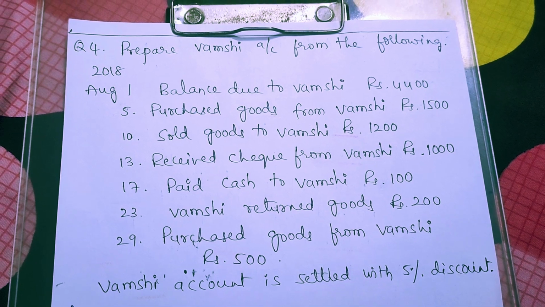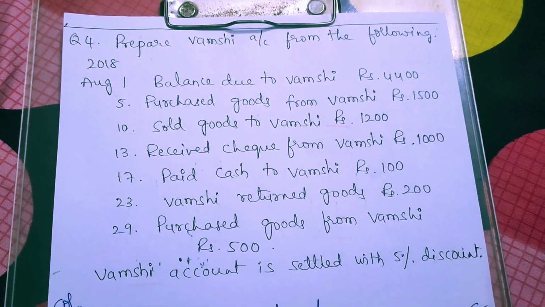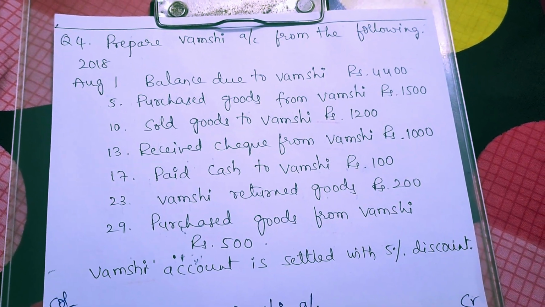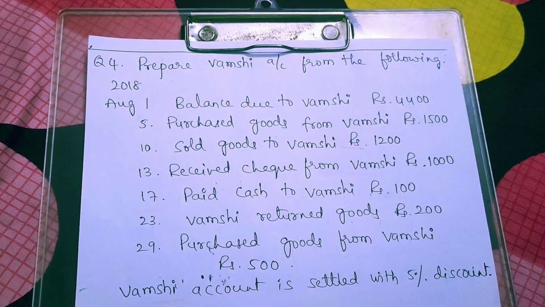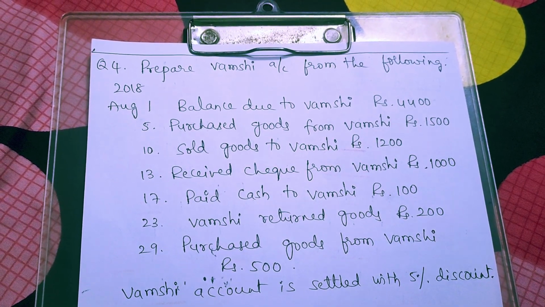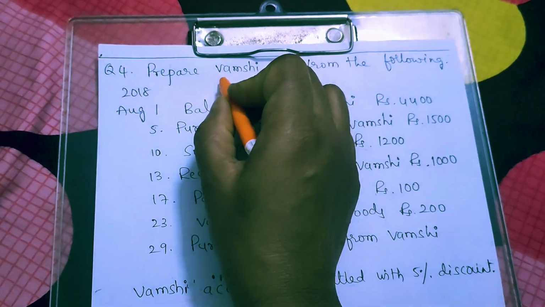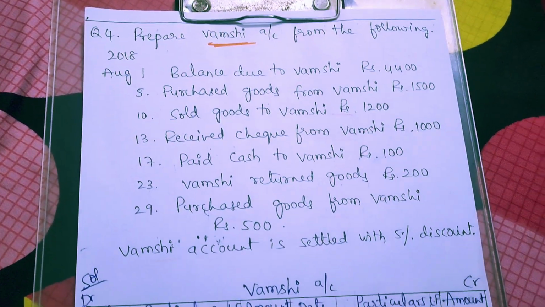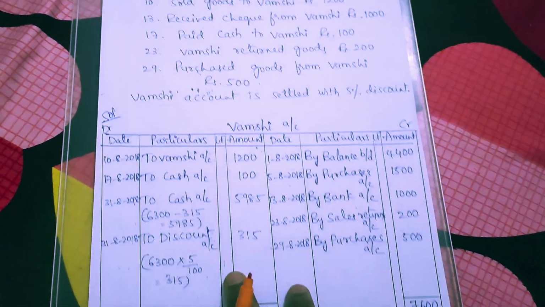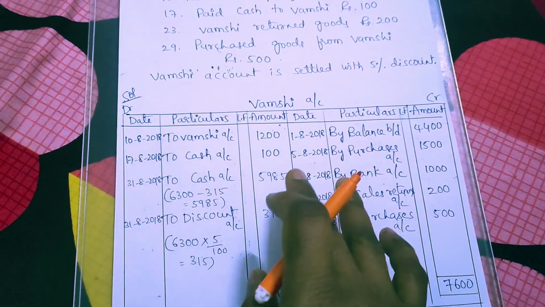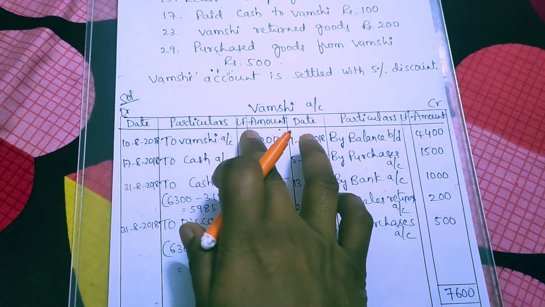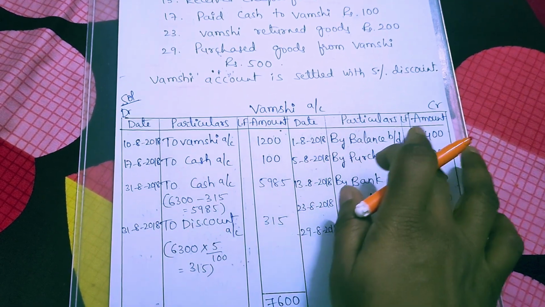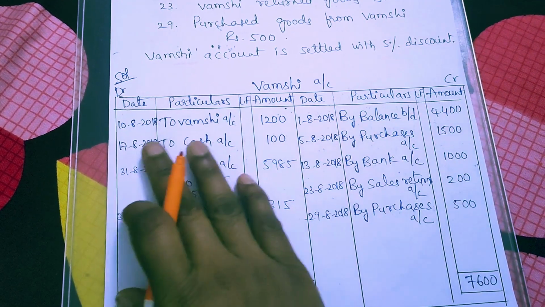So here in our fourth question they have given: prepare Vamshi account. We have to prepare Vamshi account from the following details. I already said what columns we have to draw. So these are the columns that we are going to draw: date, particulars, LF, amount. Okay, these are the columns.